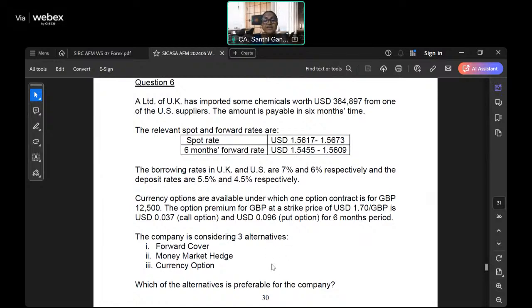Now we have to identify whether we want a call option or a put option. Before that, you need to do forward and money market.